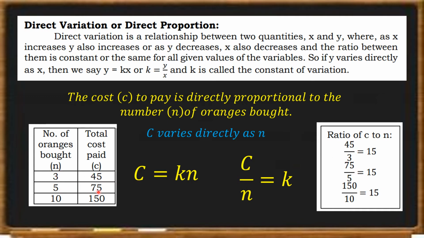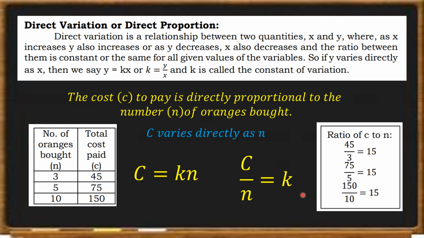Okay? So 45 divided by 3 for this, 75 divided by 5 for this, and 150 divided by 10. So they are all 15. So K is the constant. Hindi yan magbabago. The constants of variation are equal. Okay, lahat po. Pare-parehas po yung constant of variation. Sa bawat pair, parehas sila ng constant of variation. So the first pair, 15. Second pair, 15. Third pair, 15. When you divide the cost by the number of oranges.